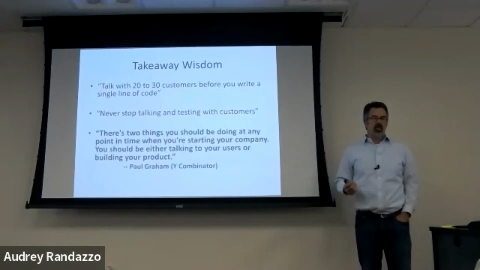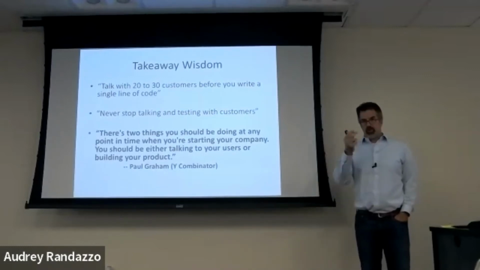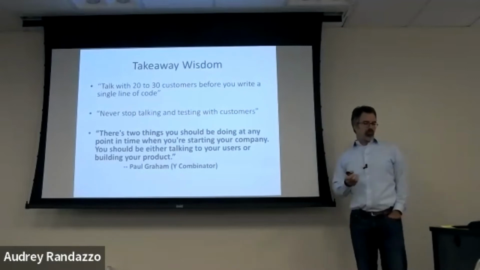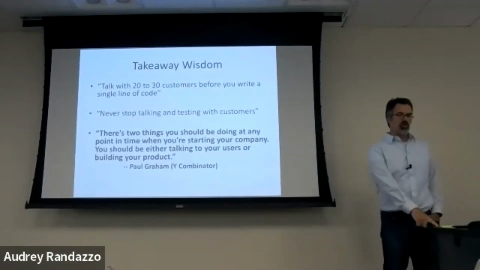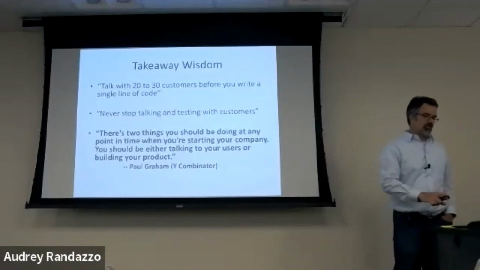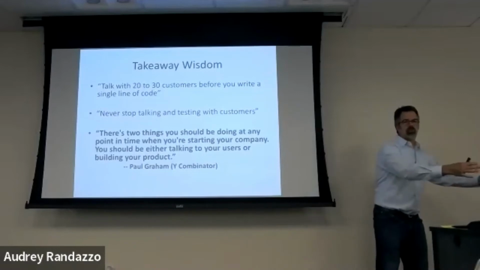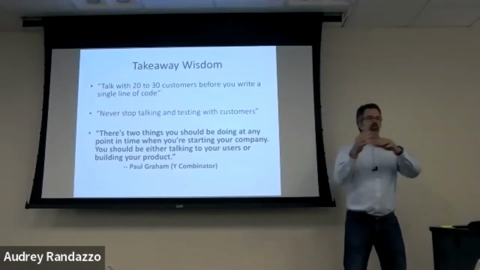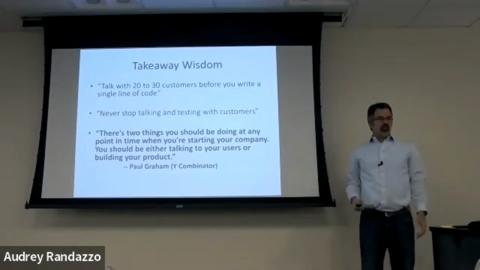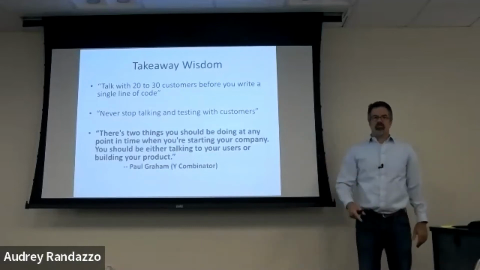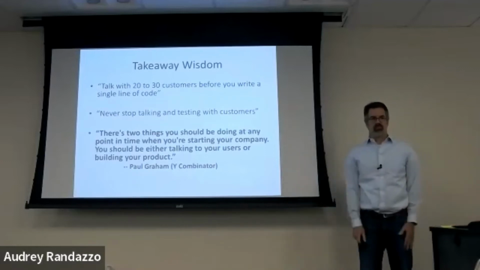But more importantly, the great Paul Graham from Y Combinator, who you should all be familiar with if you're in startups, says there's two things you should be doing at any point in time when you're starting your company. You should either be talking to your users or building your product, right? So you're either learning or building, or learning or building. Test, iterate, test, iterate.